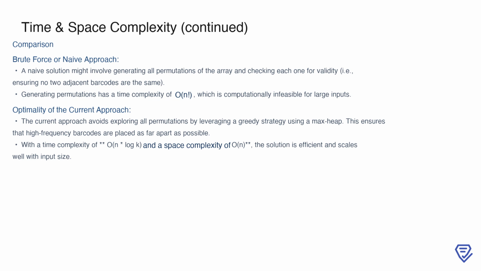In contrast, the current approach leverages a greedy algorithm with a max heap to prioritize placing high-frequency barcodes as far apart as possible. This avoids the need to explore all permutations and reduces the time complexity to O(n log k), while the space complexity remains O(n). This makes the solution both optimal and scalable for practical use cases, especially when dealing with large inputs.